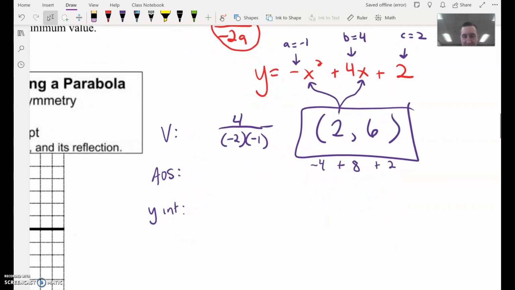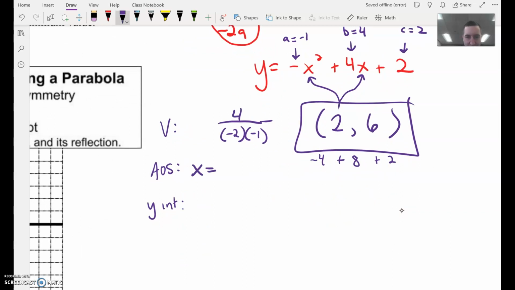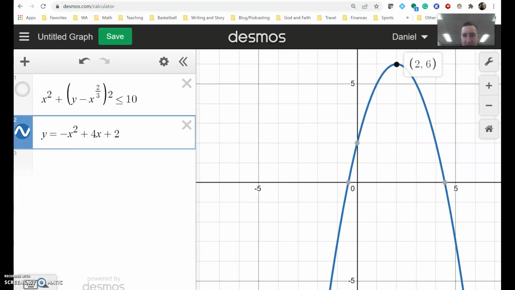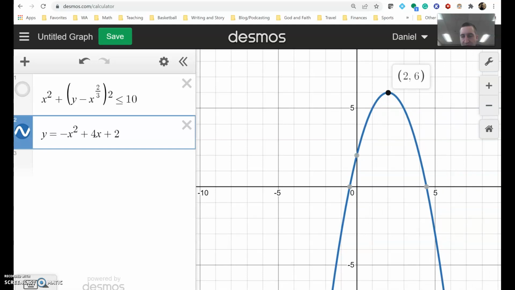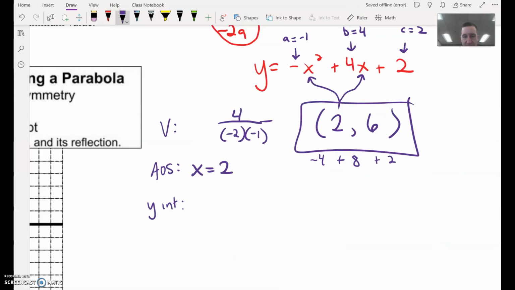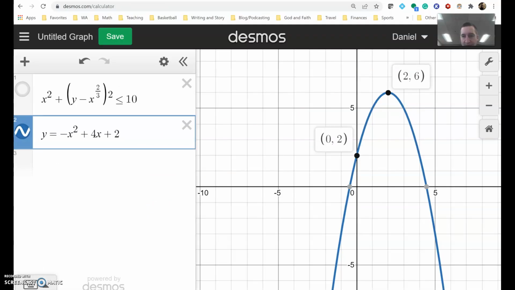Axis of symmetry is always just x equals the x value of the vertex. Remember, it's a vertical line straight through the vertex. X equals 2. And then the y-intercept, look where it is on our graph. It's at 0 comma 2.